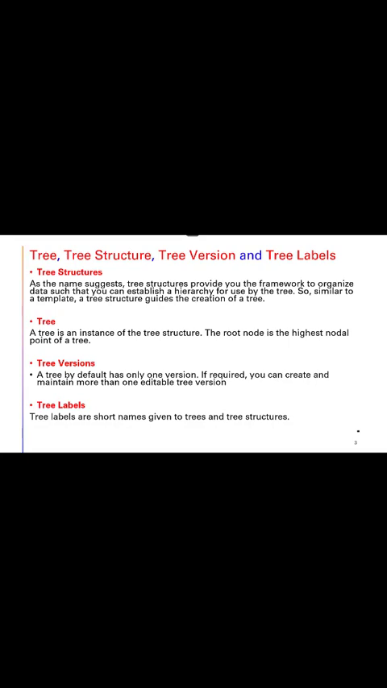The tree labels are short names you give to a tree and the tree structures. You can label the tree versions for better accessibility and information retrieval. When nodes are created in a tree, the existing tree labels are automatically assigned to the new tree nodes.